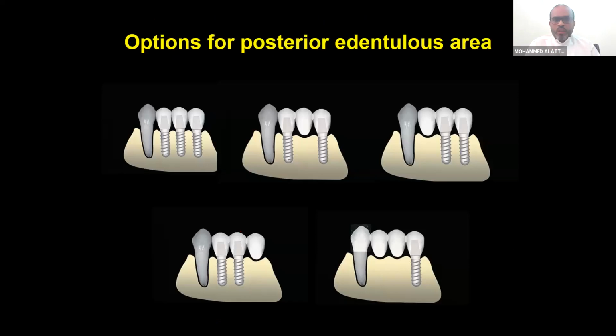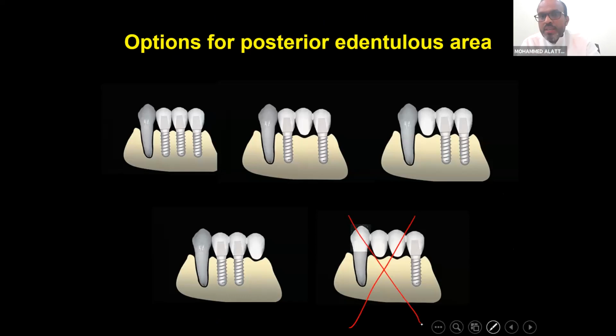We can replace each missing tooth, or we can do two implants with a fixed partial denture, or two implants with a mesial cantilever, or two implants with a distal cantilever, or a combination. This is the last or least preferred option. It is an option, but we try to avoid it as much as we can.